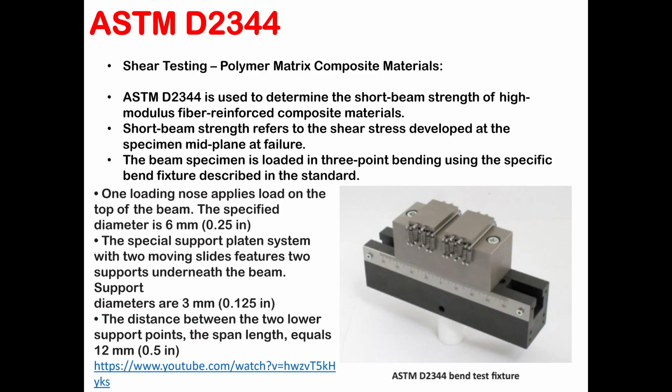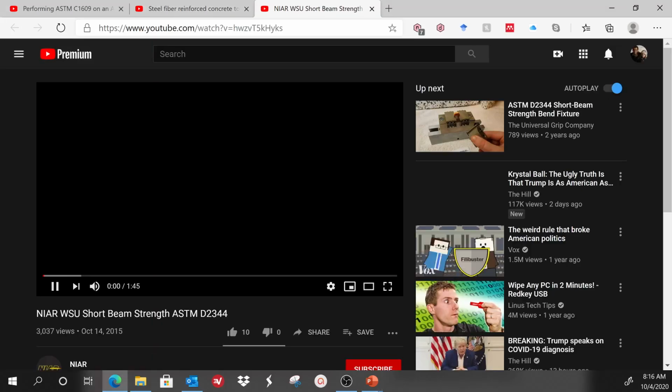Okay. The beam specimen is loaded in 3-point bending using the specific bend fixtures described in the standard. So based on what we just said, we are going to have one loading nose and we are going to have the supports. But the supports are specific supports, not regular supports. Let's actually watch another YouTube video for this bending as well.